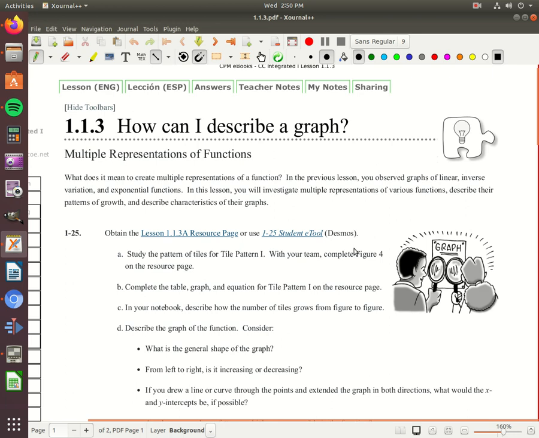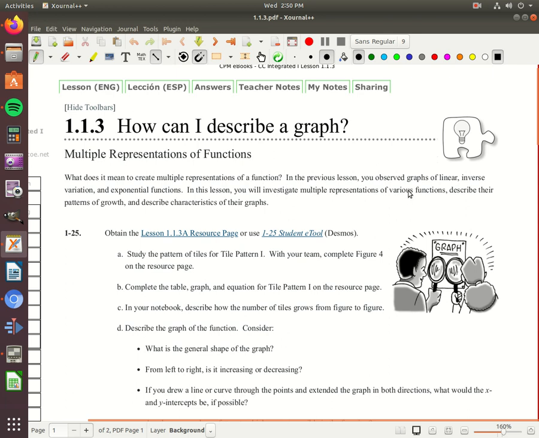So 113, we're going to look at different multiple representations of functions, and we'll talk about what that even means later. What does it mean to create multiple representations of a function? The multiple representations should be obvious, right? We're going to have a graph, we're going to have a table, maybe pictures of it. But what actually is a function? That's what we'll talk about more later.